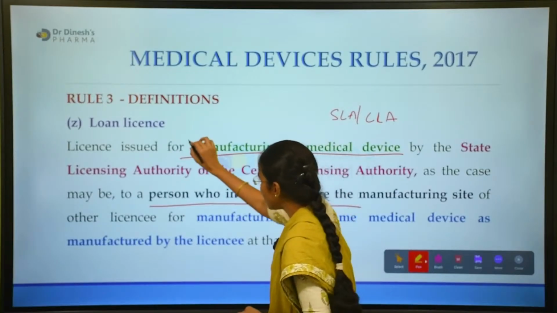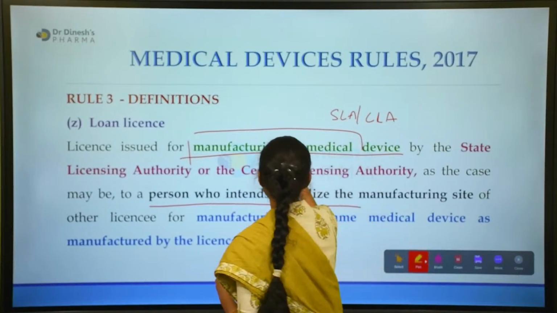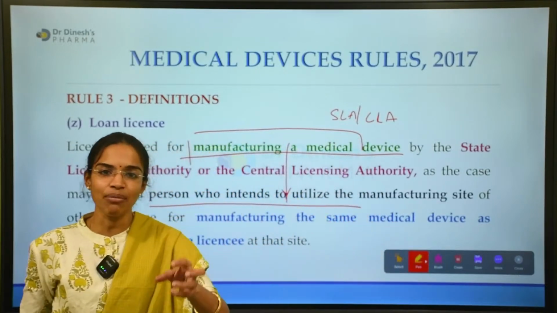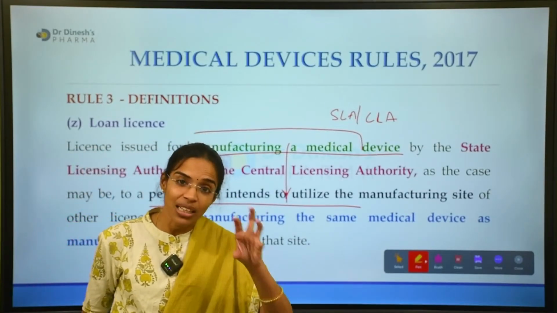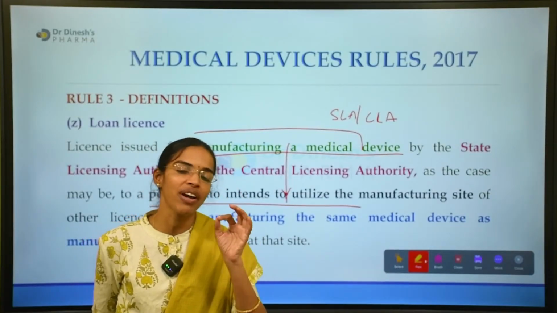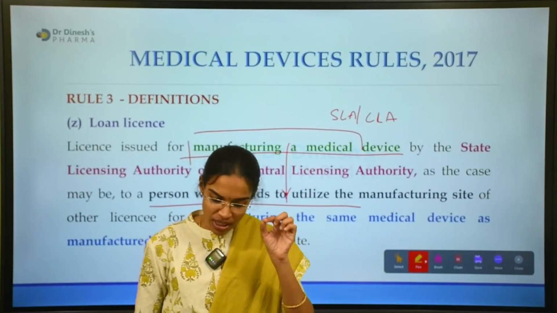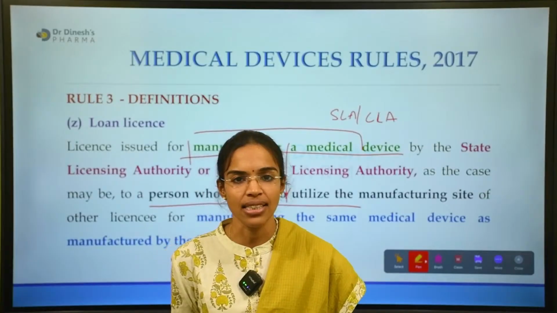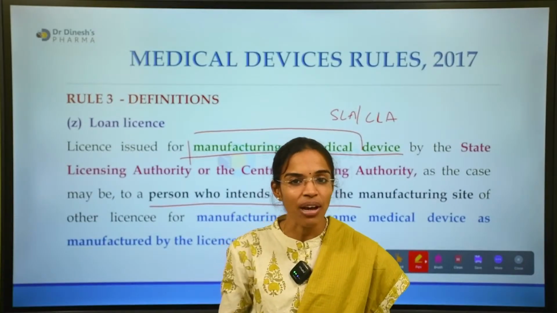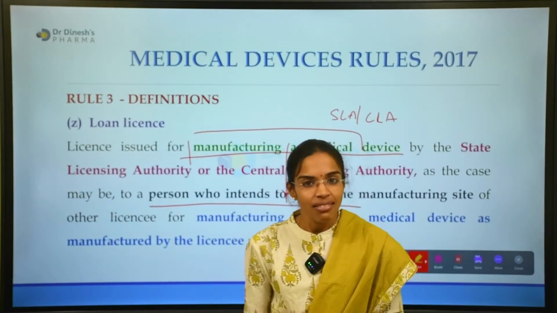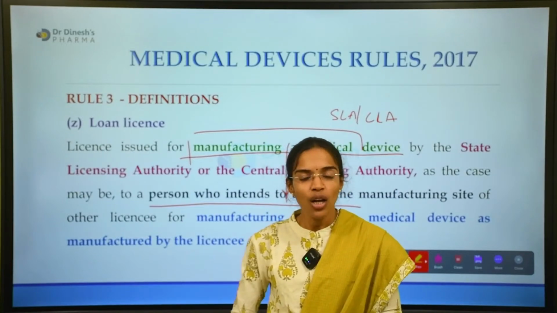This loan license is also given for the manufacture of a medical device, but to whom? To a person who is utilizing the manufacturing site of the licensee. Actually, this particular manufacturing site belongs to some other licensee, and now some other person wants to use that site for the manufacturing of a medical device. Then that kind of license is known as a loan license.